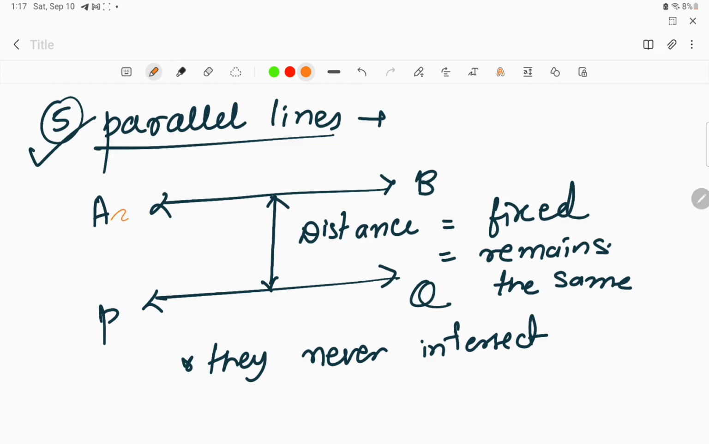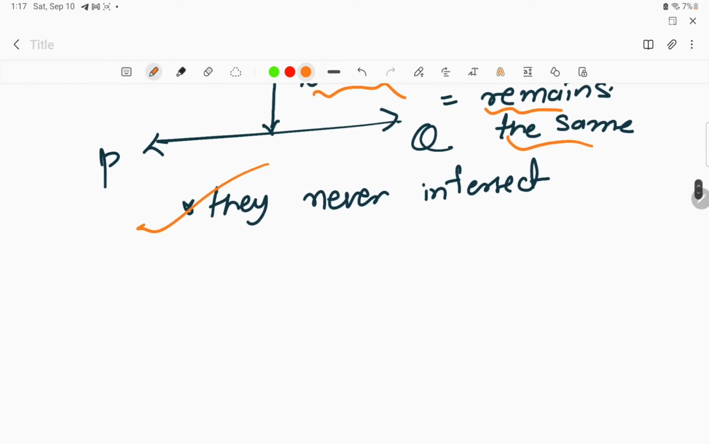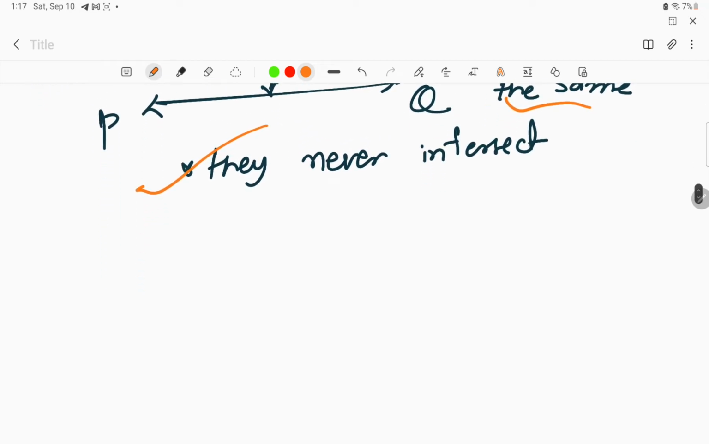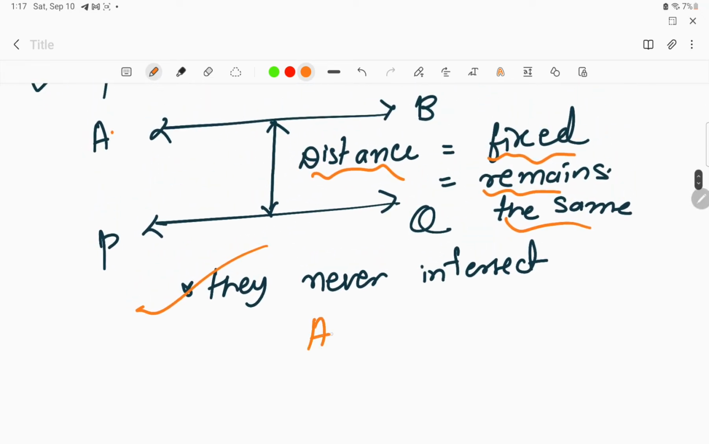Parallel lines means if you are considering two lines, AB and PQ, the distance between them remains fixed and they never intersect each other. How do we denote parallel lines? Line AB is parallel to line PQ. This is how we indicate parallel lines. This was the term called parallel lines.